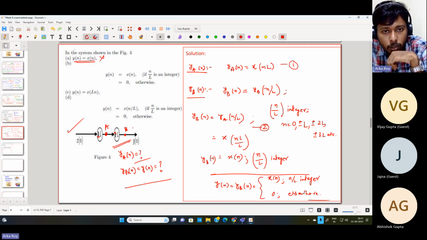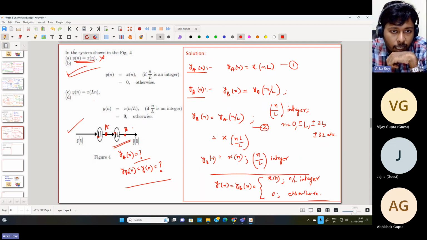Then what about option B? y[n] is equal to x[n], provided n by L is an integer. So the final answer is option B. And this other option is just giving you the output as x of n by L, so the argument inside x is incorrect. Therefore option D is also nullified. So option B is the correct answer.